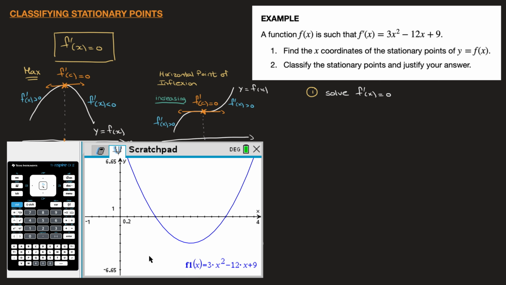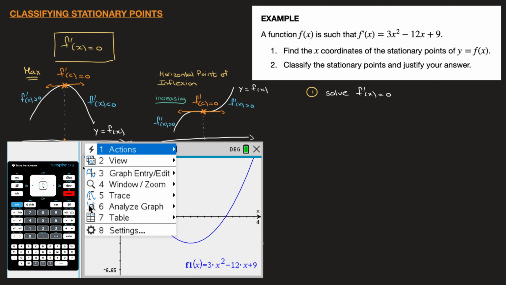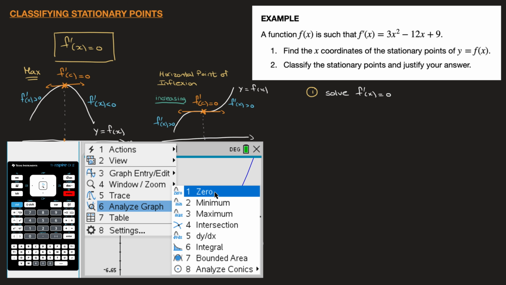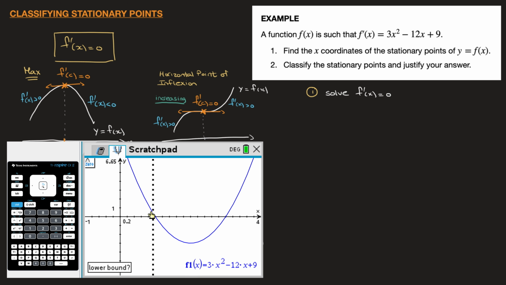So to be clear, the graph we see here is not the graph of f of x, it's the graph of f dash of x, the derivative function. So to solve f dash of x equals to 0, all we really need to do here is find this function's zeros. In other words, its x-intercepts. And for that, with this calculator, all I have to do is click on Menu, followed by the sixth option, Analyze Graph, followed by the first option, 0. Now I'll start with this x-intercept here.